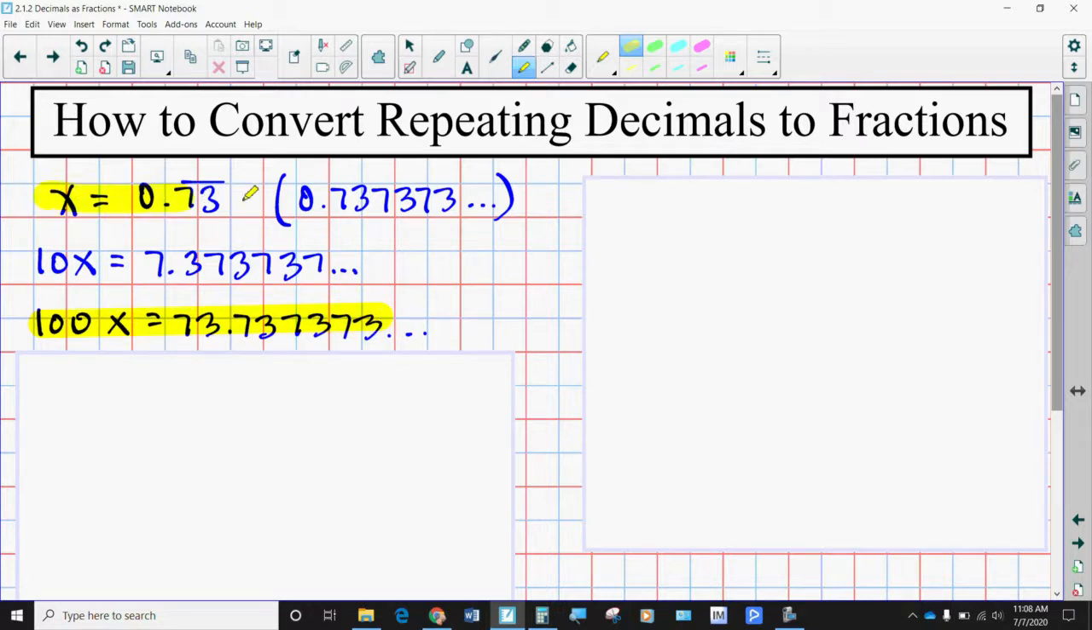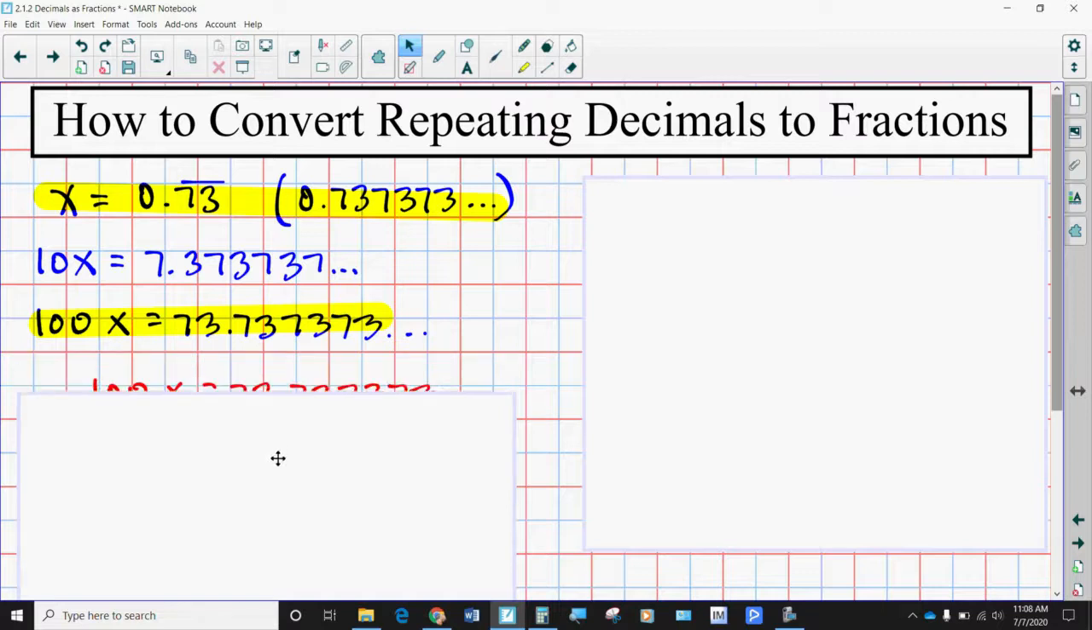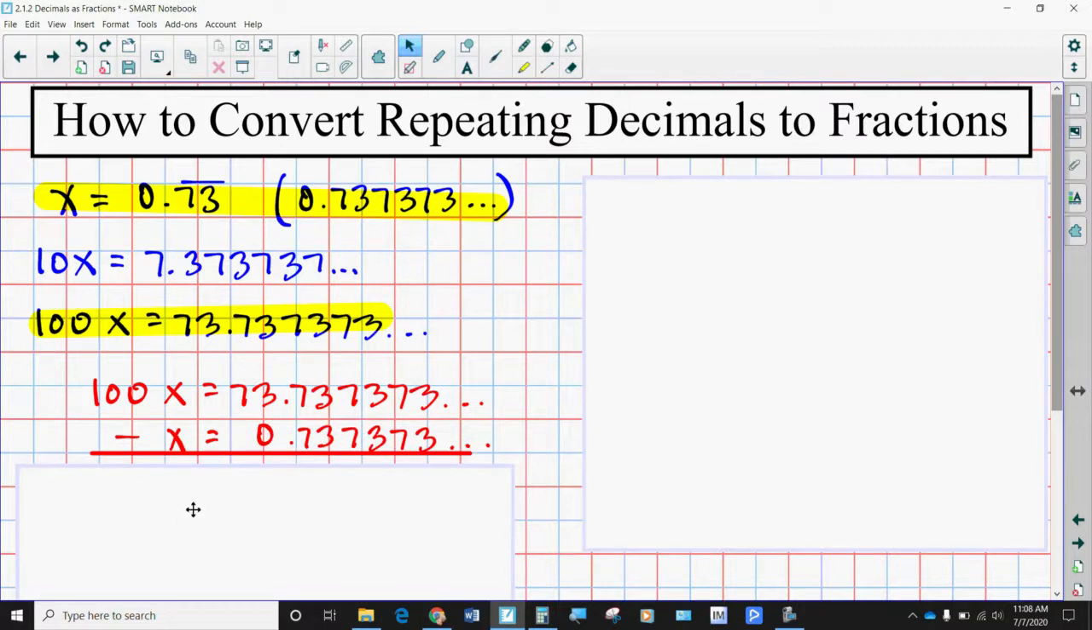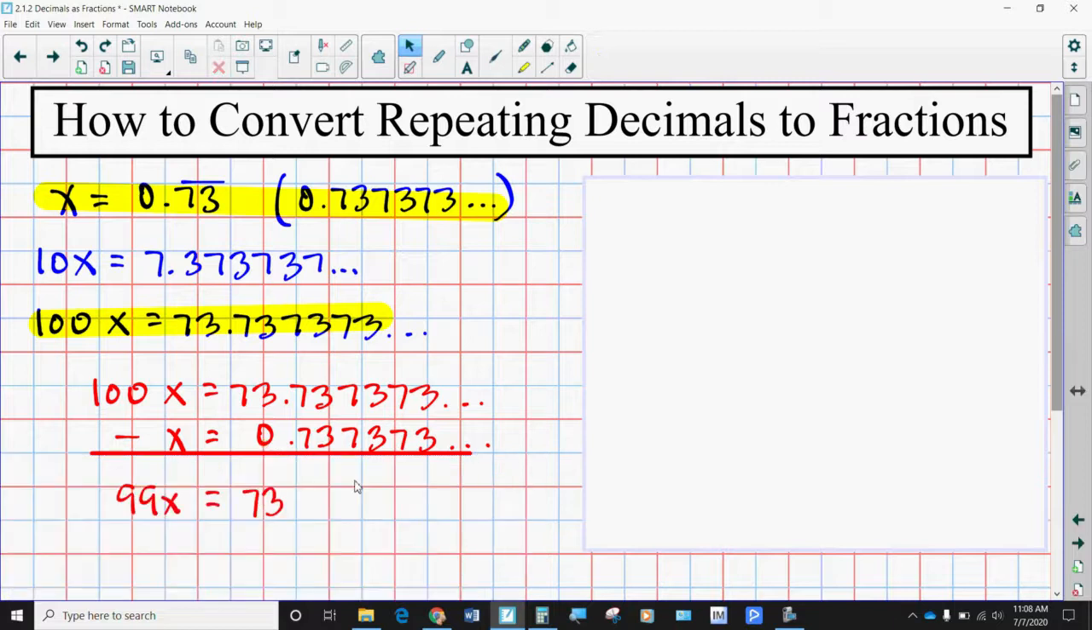All right, so now what I'm going to do is take one equation and subtract the other from it. Watch that. I'm going to take 100x, and I'm going to subtract away 1x, leaving me with 99x. And here I'm going to take 73.73 repeated, and I'm going to subtract away 0.73 repeated.